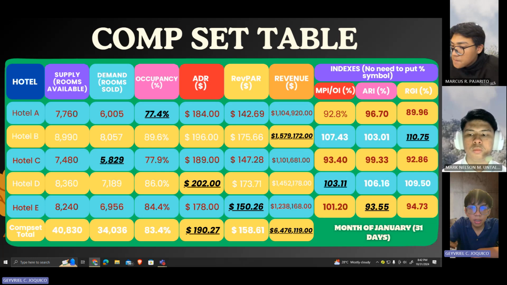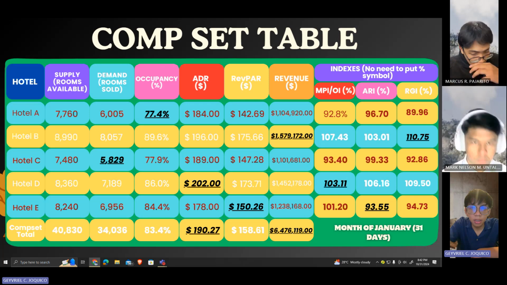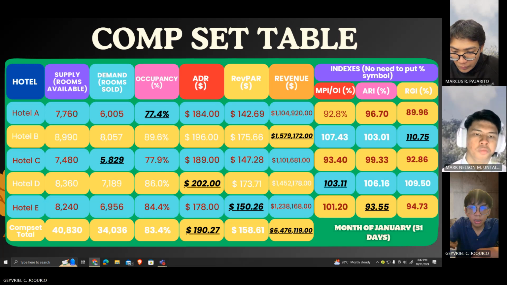As for number 10, the Hotel E MPI OI is also calculated by dividing occupancy by the occupancy total and multiplying it by 100 within the month of January. The occupancy for Hotel E is 84.4, while the occupancy total is 83.4, then multiplied by 100. In this case, Hotel E has an MPI of 101.20%.